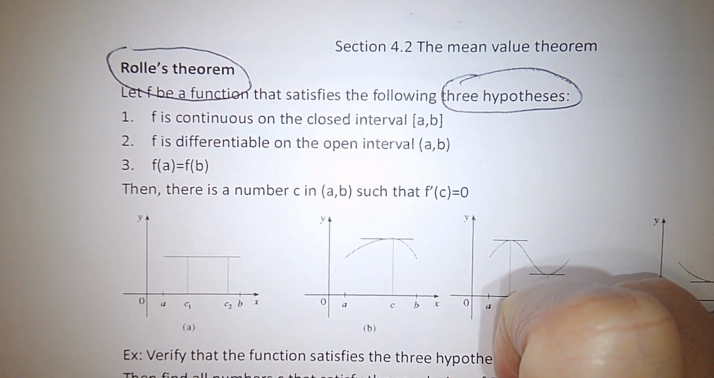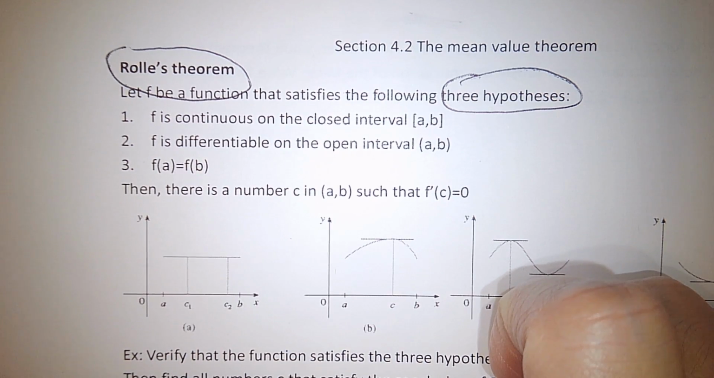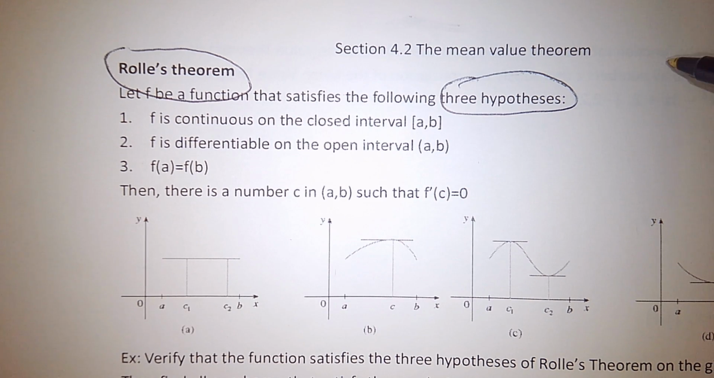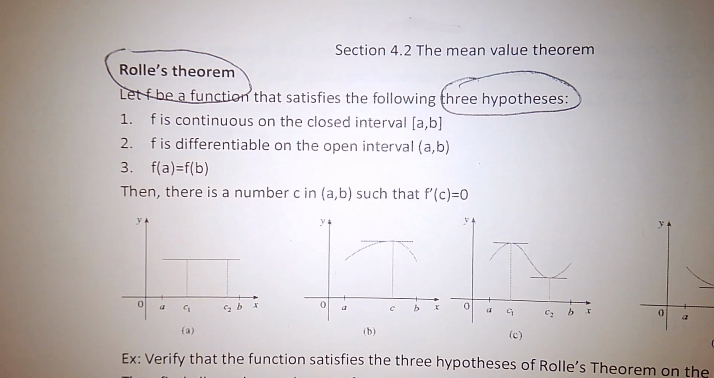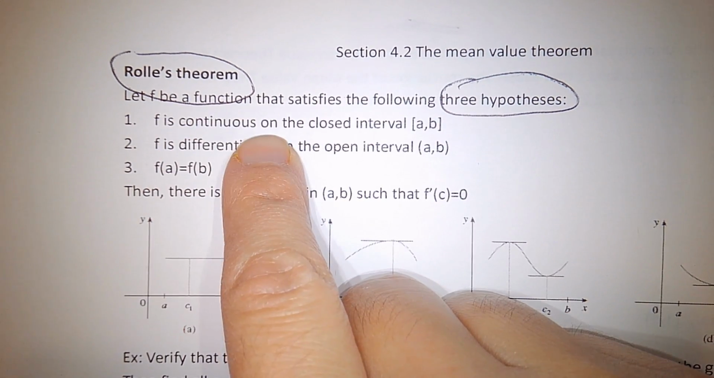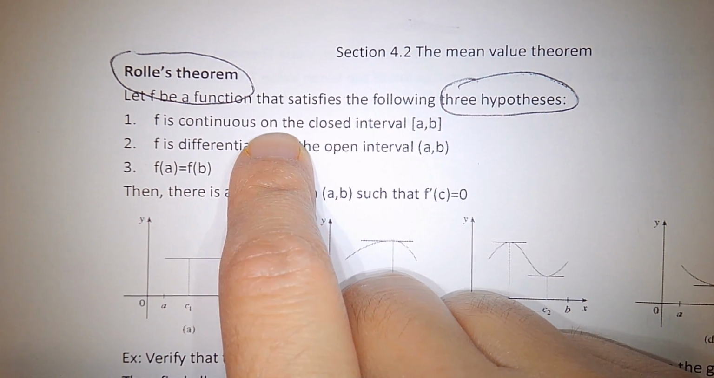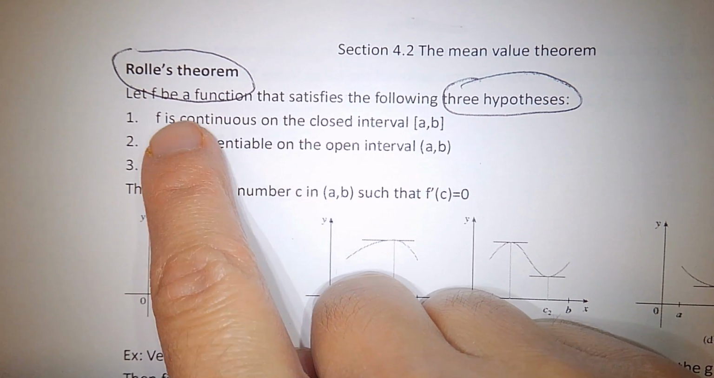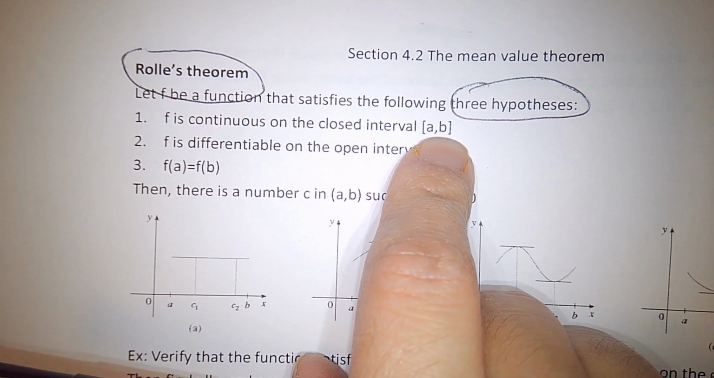How do you understand a function is continuous? No gaps, no holes, and if you draw the curve on the interval, you don't have to lift your pen. So that kind of function is called continuous. And I believe Jason covered this section for us. What is a continuous function? So continuous on the closed interval.